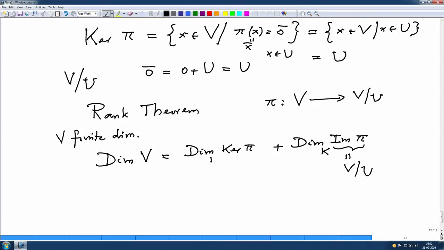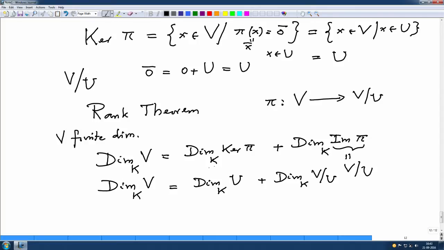Dimension is always over K. And the kernel of pi we know is U. So the dimension of U, and this is the dimension of V by U. So we have this nice formula: dimension V equals dimension U plus the dimension of this new quotient space. This V by U is also called the quotient space of V by U.